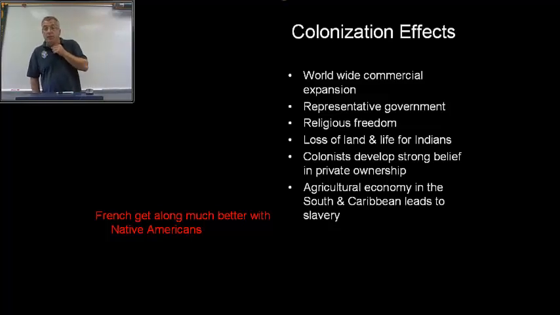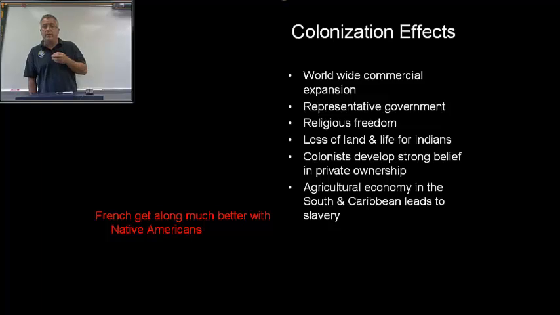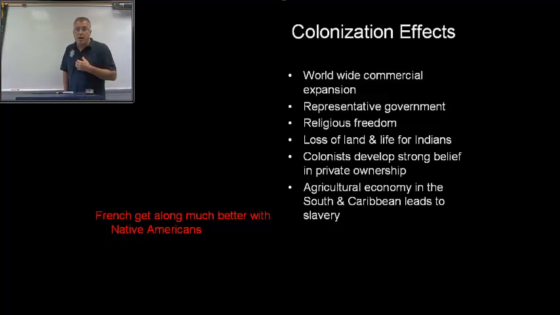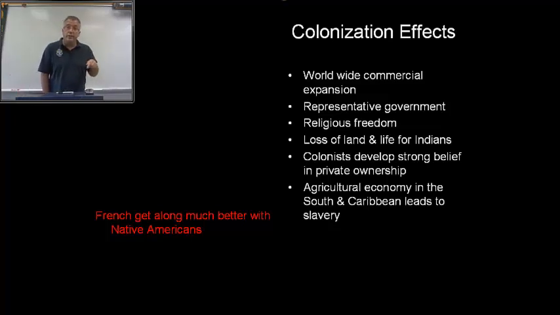We're going to see the loss of land and life for Native Americans, for Indians. Millions and millions are going to die, and they're going to lose their land as colonists come over. We're going to see the colonists develop a strong belief in private ownership of property. Property rights are going to be central to American development. Then we're going to see the development of an agricultural economy in the South and the Caribbean, which will lead to the need for slavery. And as I said earlier, the French can get along much better with Native Americans.